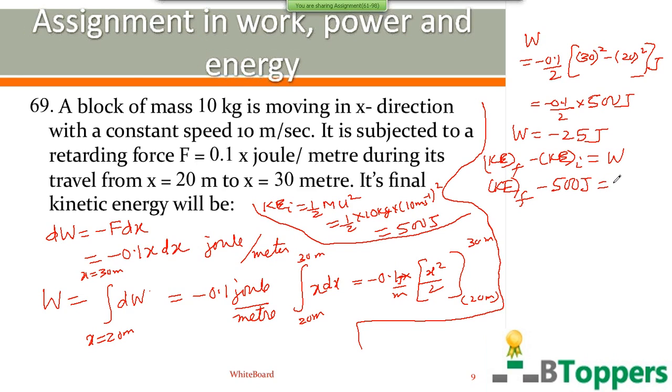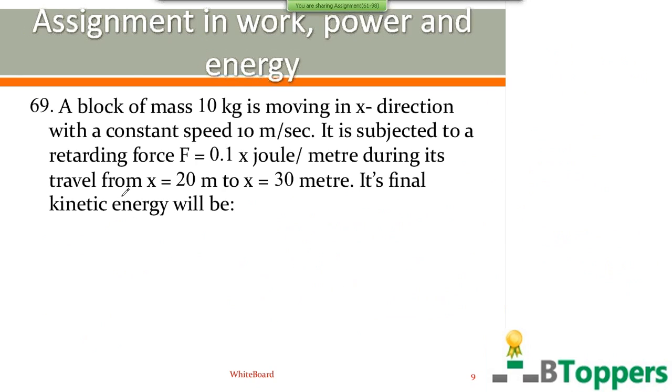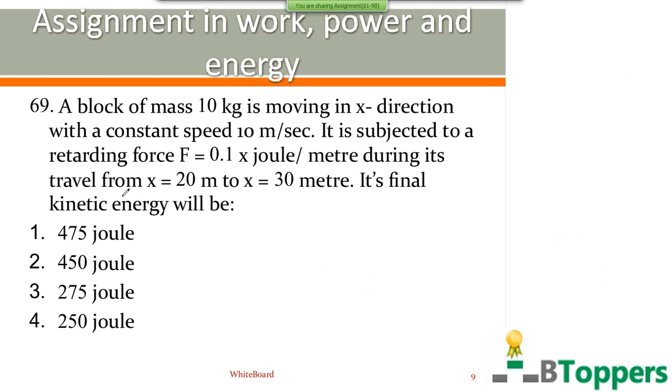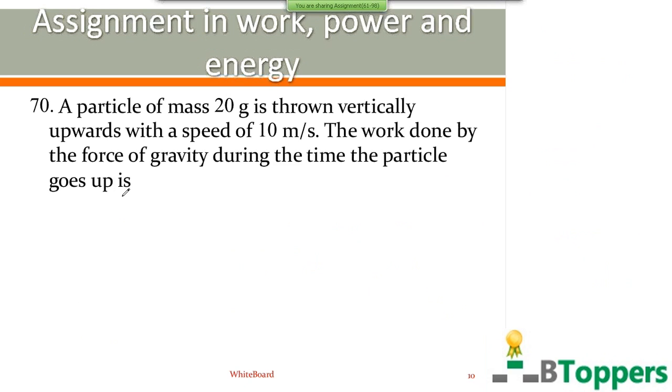The work done by the retarding force is minus 25 joules. So you can solve for final kinetic energy here. So you get final kinetic energy of the body will be equal to 475 joules. This is the answer. So for question number 69, first option is the answer. See the question number 70.